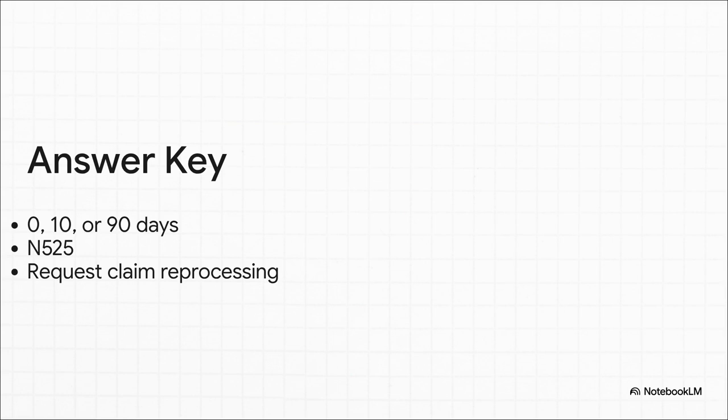Number 1 is B. The global periods are 0, 10, or 90 days. Number 2 is A. The specific code is N525. And number 3 is B. If the diagnosis codes differ, your immediate step is to request claim reprocessing. If you got all 3 right, you are well on your way to mastering these denials.